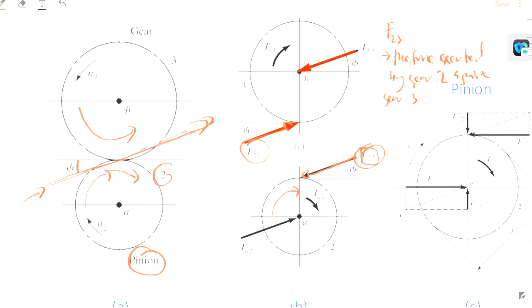So the forces acting on the shaft, at the center of the gears. Normally at the center of the gears we have a bearing. Oh no, we have a shaft. The bearing is on the other side. So the shaft and the gears will be fixed. Normally this is the gear.